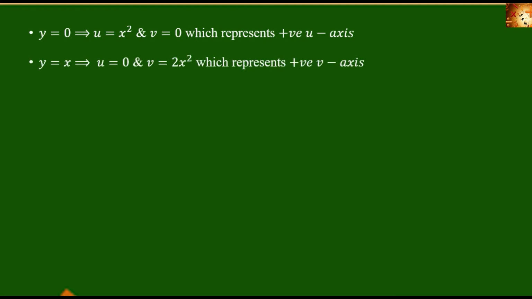Similarly, y equal to x implies u equal to 0 and v equal to 2x square. u equal to 0 means the complete v axis. And what about v? v equal to 2x square, which is always positive. So positive v axis. So y equal to x is mapped onto the positive v axis.